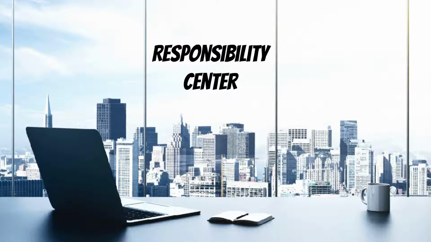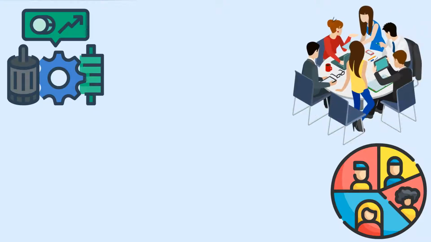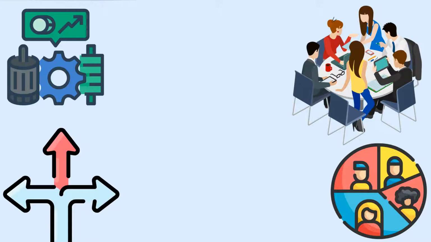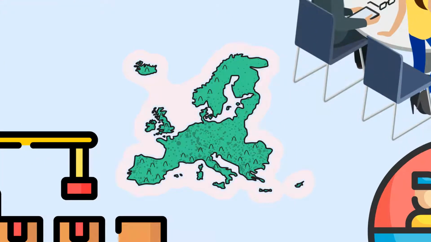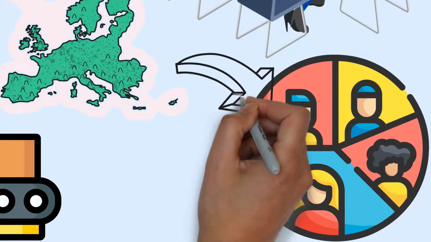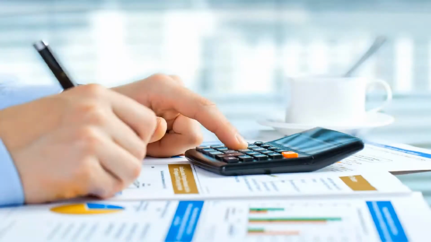Responsibility center. A responsibility center is any part, segment or subunit of an organization. A segment may be a division, product line, geographical area or any other meaningful unit. Companies will have different segments based on their activities.